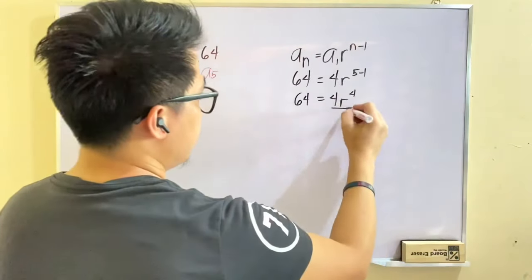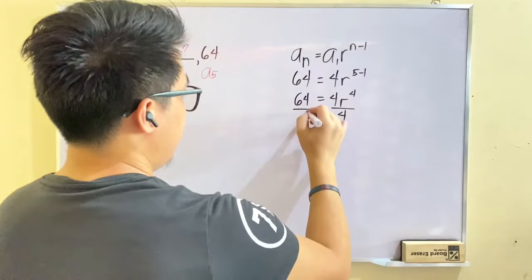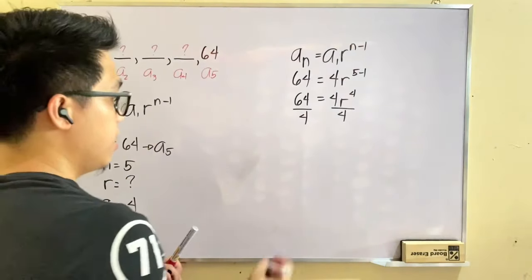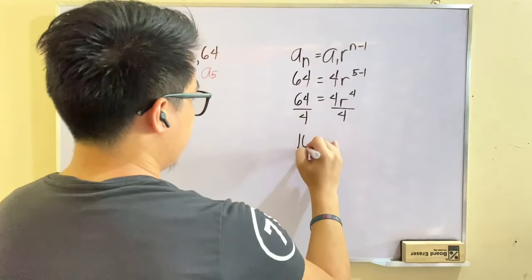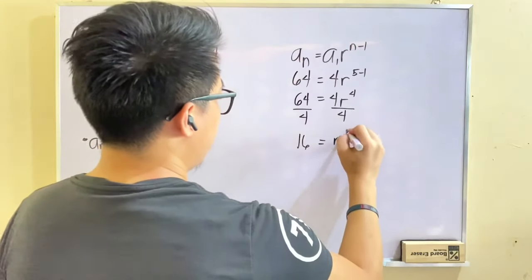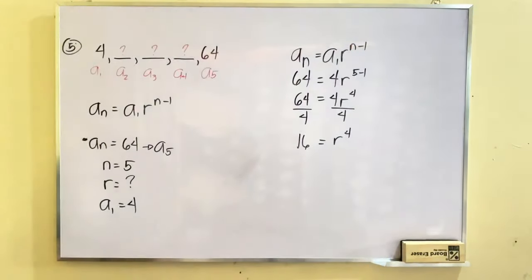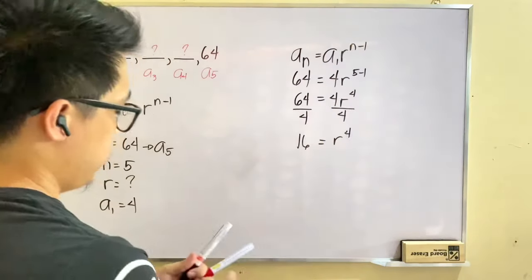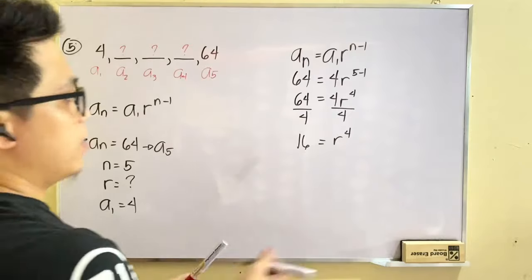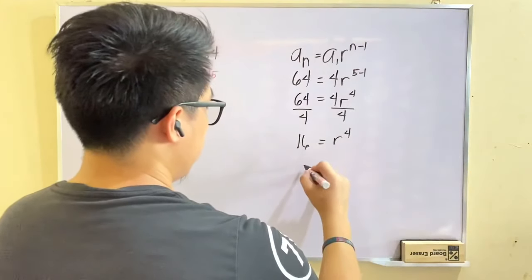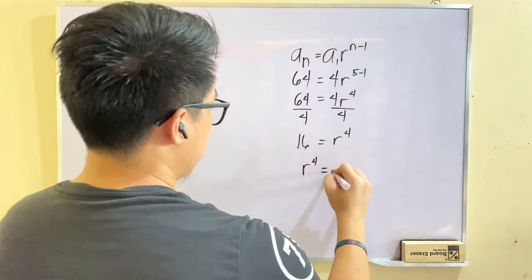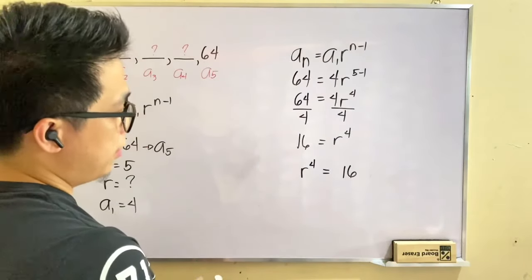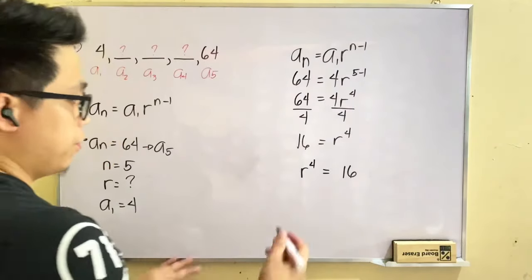Then divide both sides by 4. So, 64 divided by 4 is ilan? So, 16 equals to r raised to 4. So, paglipatin natin sila parehas. So, pag parehas mo pinaglipat, wala namang magbabago sa sign. R raised to 4 is equals to 16. Okay, para mawala yung raised to 4 ni R, kailangan hanapin natin yung fourth root niya.